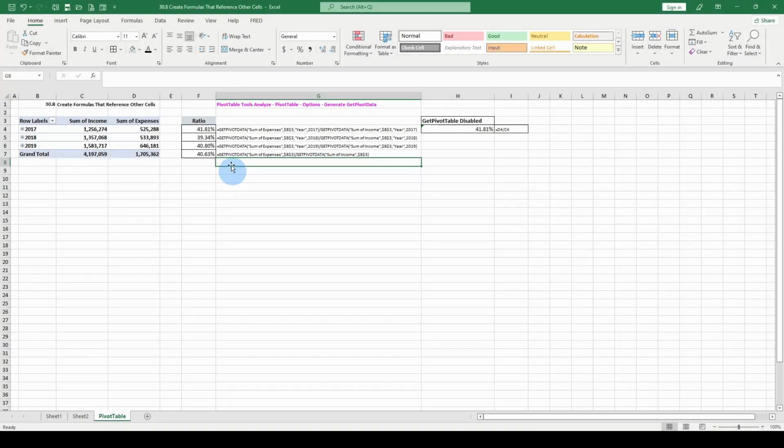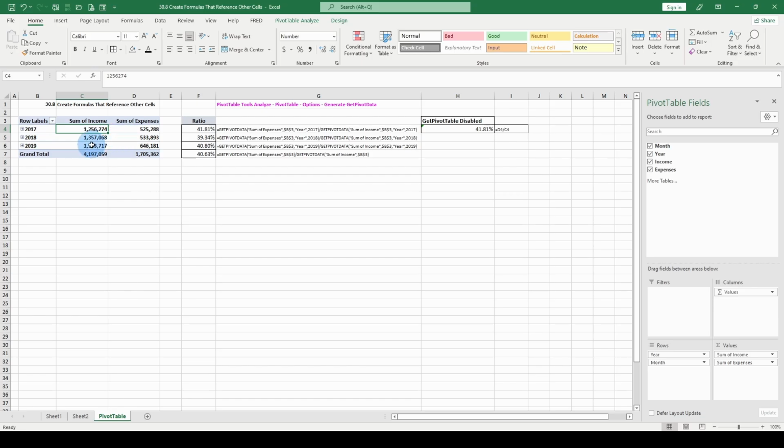Now, you know we can't include formulas inside a pivot table. The question is, well, can we work outside of the pivot table and grab information inside the pivot table and use it for some type of calculation? And the answer is yes. We have income and we have an expense. And what's that ratio? Well, the ratio is D4 divided by C4.